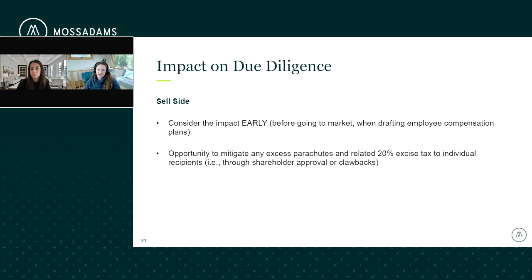But it's always just looking at, on the sell side, considering the impact early on, even before you're thinking of a deal, when you're drafting employee compensation plans and thinking ahead as to how that's going to work if there is a change in control and what the impact would be. And then also looking at some of the opportunities to mitigate any issues around it. Like we said, whether it's clawback language in the agreements, or being ready and set up for a shareholder approval process. And some of that's just communication ahead of time to the shareholder group.